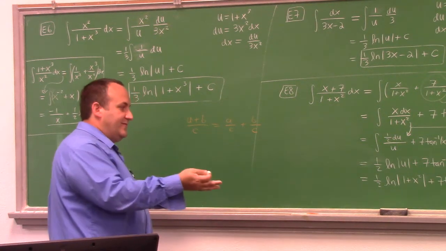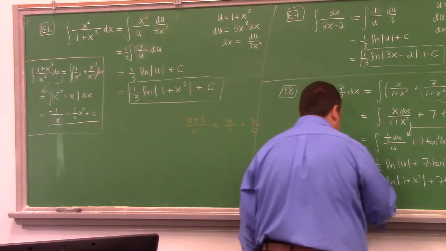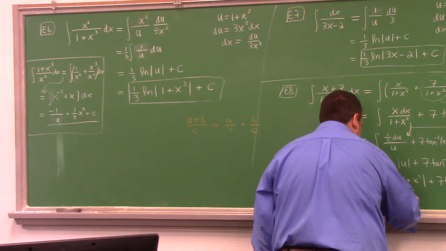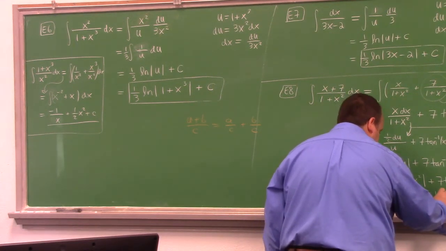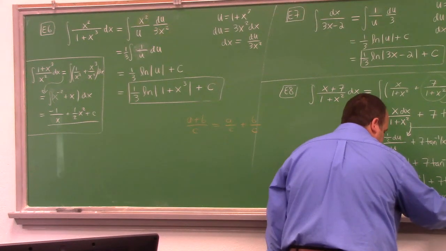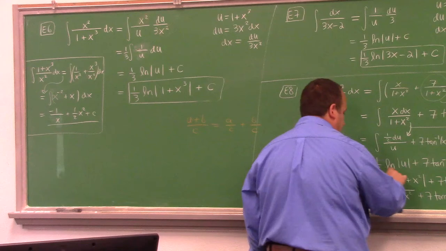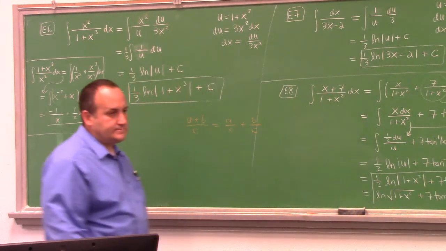And I could bring the half inside and give a square root, right? So you could also write the answer here as the natural log of the square root of 1 plus x squared, plus 7 times the inverse tangent of x, for what it's worth. Really, either of the last two things are fine answers in my book.